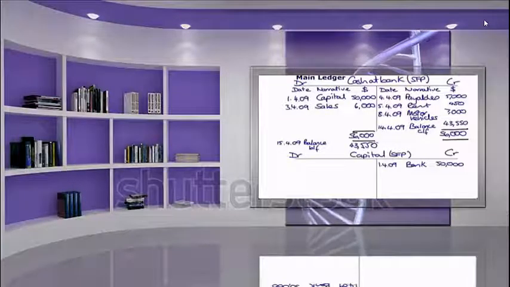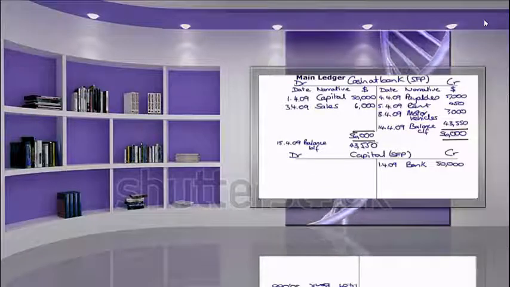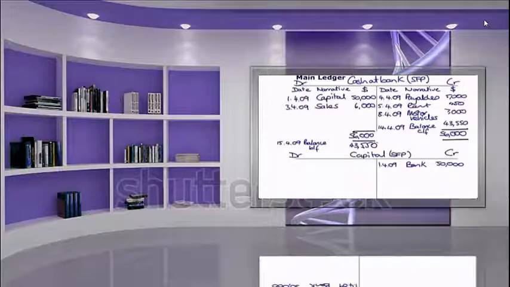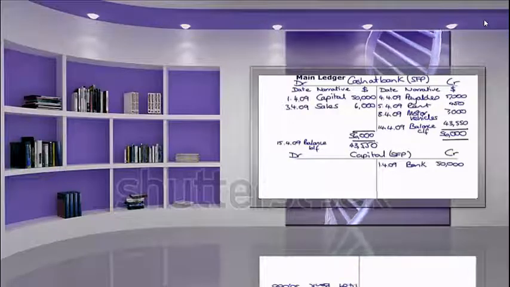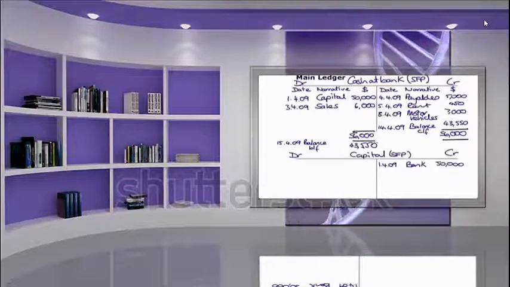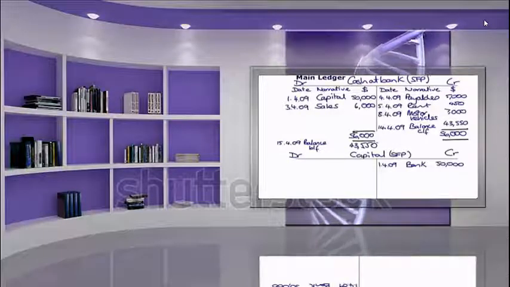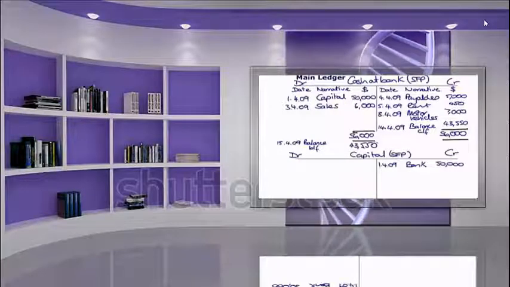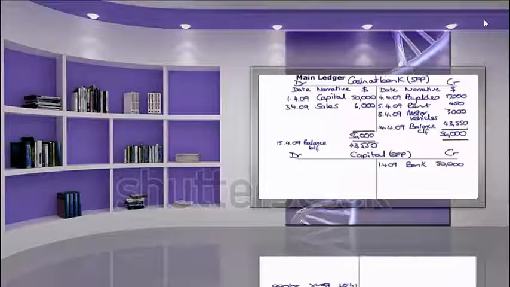So any opening balances, if it's an opening balance on an asset account, that idea of dead click will always apply. An asset is under the D of dead click, which represents debit. So a debit opening balance on an asset account, well, that means it's an opening asset. He has cash at bank.